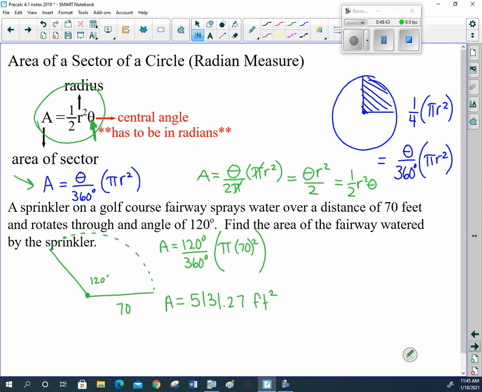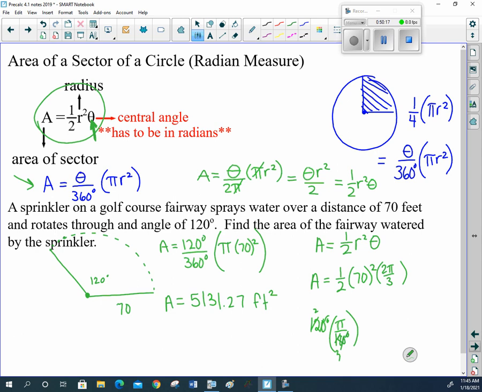Okay, but let's just say we didn't want to use that formula. We were like, well, I'd rather just use this formula where it's 1/2 r squared theta. So it's going to be 1/2 times 70 squared, and then I just have to put theta in. Well, theta has to be in radians. So you have 120 degrees, and you need to convert that to radians before you can use that formula. So 6 goes into 120, 2, and 6 goes into 3. So this is 2 pi over 3.